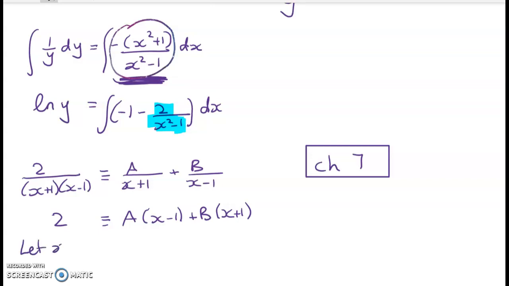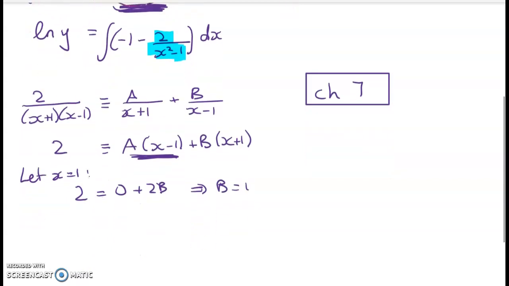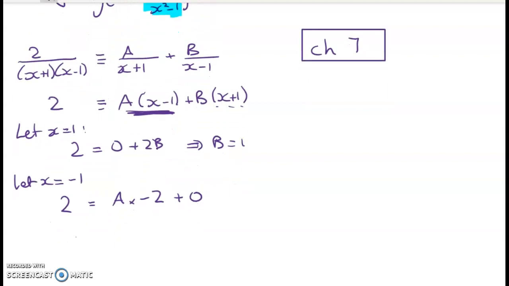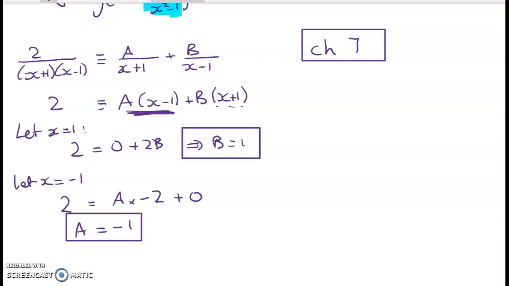Right, so now let x equal 1. That gives me 2 is equal to 0 here, plus 2b, giving us b is equal to 1. Now we'll do it again. Let x equal negative 1. That gives us 2 is equal to a times negative 2 plus 0. So 2 is equal to negative 2a, and a is equal to negative 1. So we've got our partial fractions ready to go.